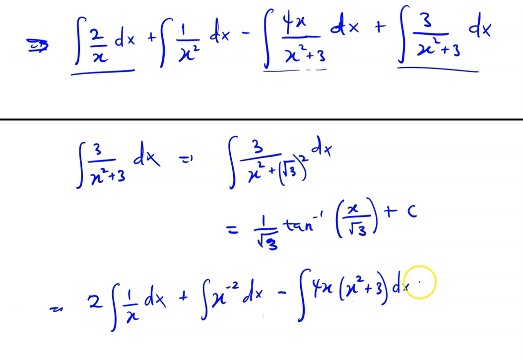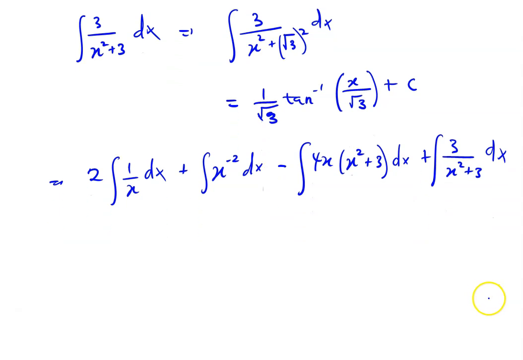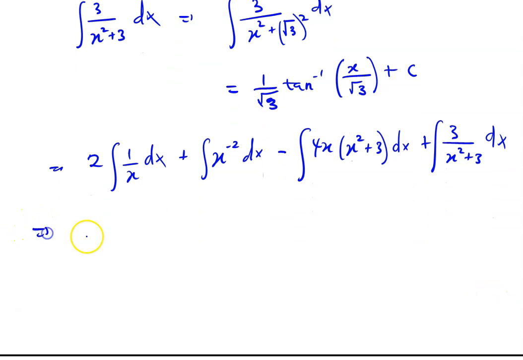Then I have plus integration of 3 on x squared plus 3 dx. I already know this, so when it gets there, I'll just insert because I've explained that one to you. So let's do that. You're going to get 2 ln x plus, then what do I get here? It's going to be plus 1 divided by minus 1. I'm going to get x minus 2 plus 1 all divided by minus 1. That's if I simplify the 2.